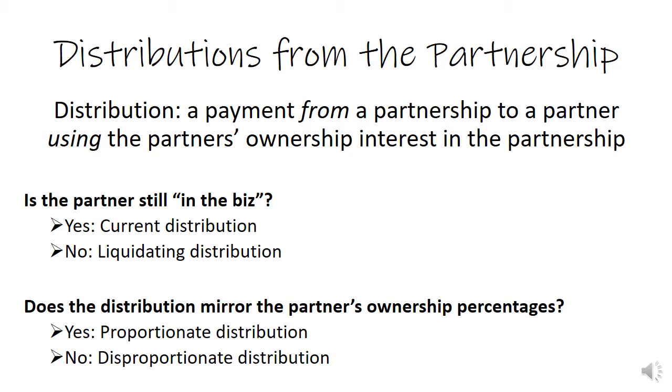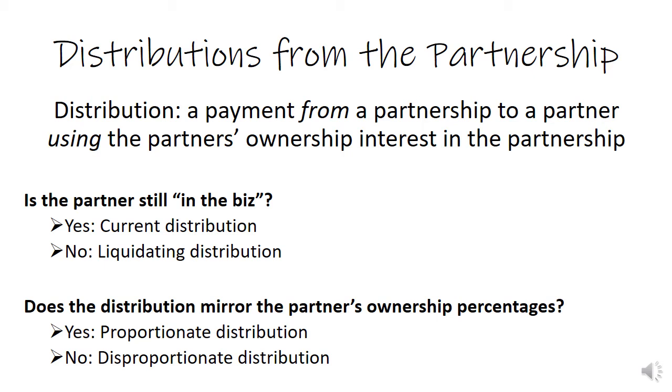Finally, distributions from partnerships. As we talked about, these reduce the basis of the partner's share by taking money from their ownership interest and transferring it to the partner. Such transactions generally don't carry a gain unless they exceed the partner's ownership interests, their basis.